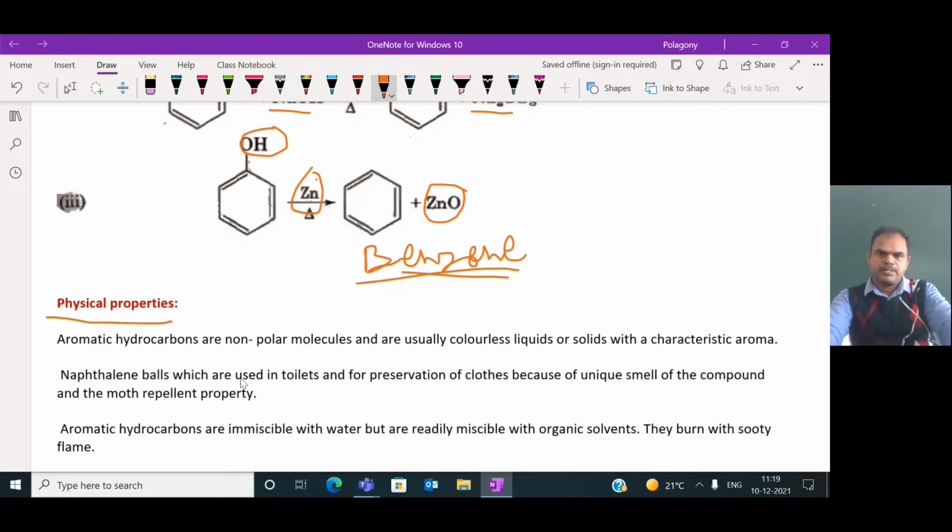Non-polar aromatic hydrocarbons are non-polar in nature, so they are colorless liquids and solids. Like naphthalene is a solid and has an aroma. What does aroma mean? Giving a pleasant smell, a good smell, perfume.